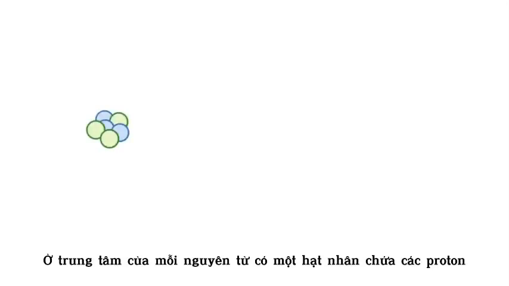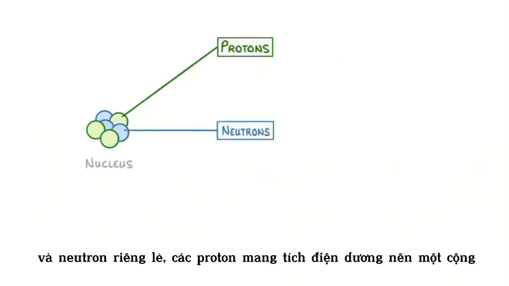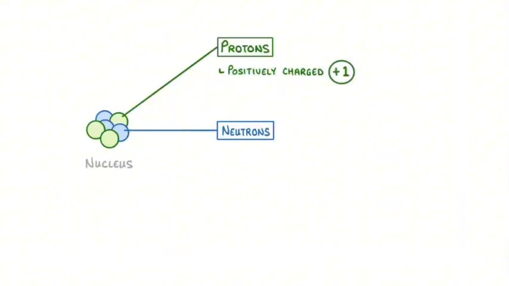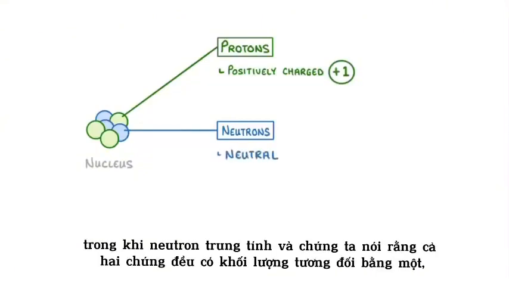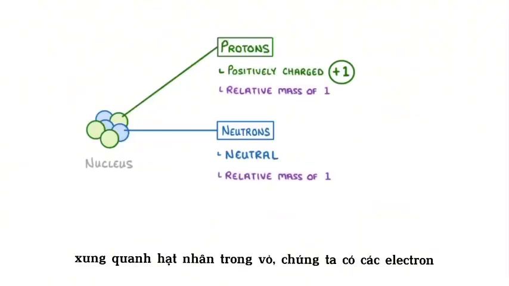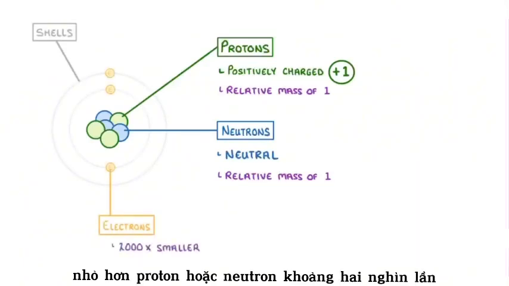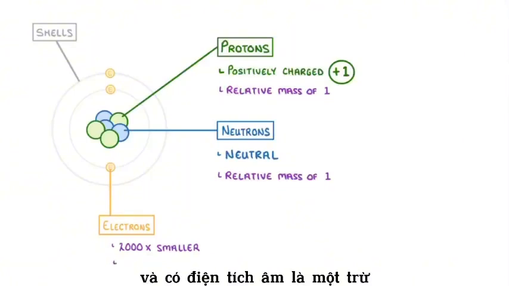In the center of every atom is a nucleus, which contains individual protons and neutrons. The protons are positively charged, so 1 plus, while the neutrons are neutral, and we say that both of them have a relative mass of 1. Then orbiting around the nucleus itself, we have electrons, which are about 2,000 times smaller than protons or neutrons, and have a negative charge of 1 minus.